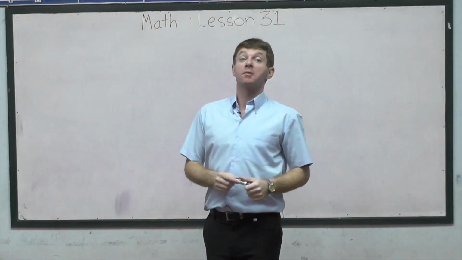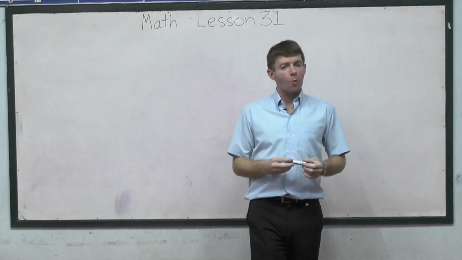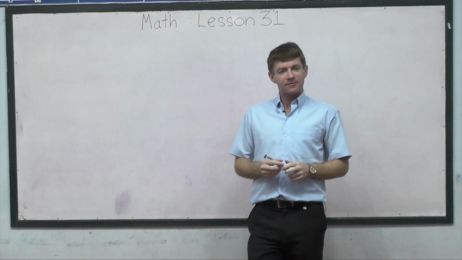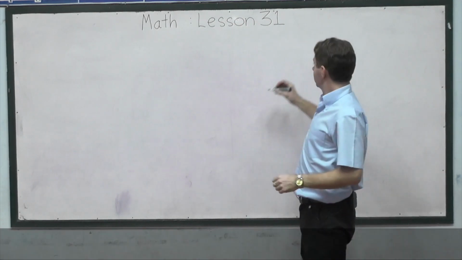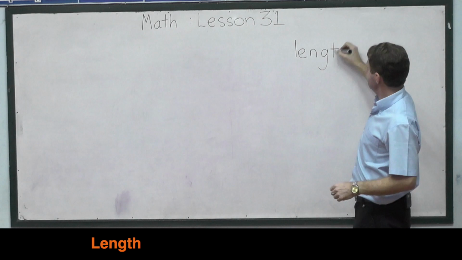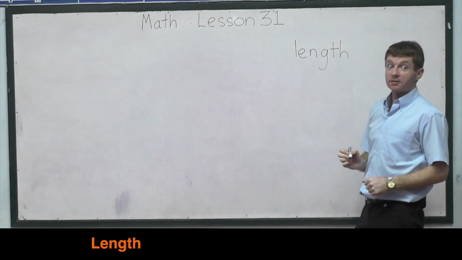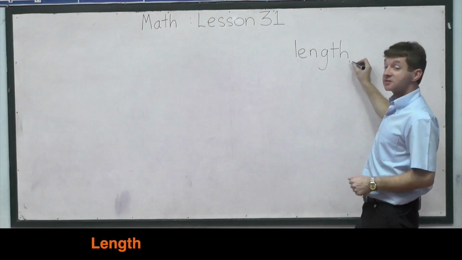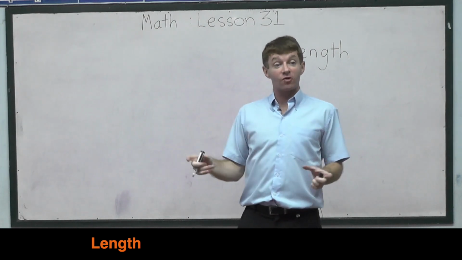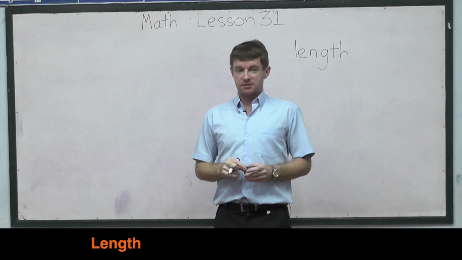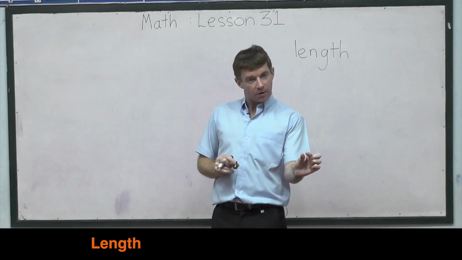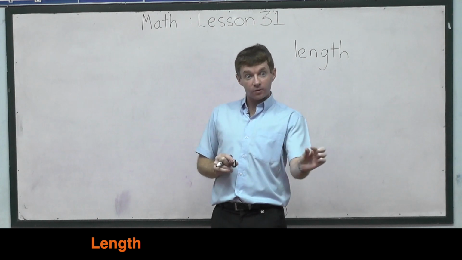So math lesson number 31. Does anybody remember what we've been learning in math the last couple of lessons? Length. Excellent. How do we spell length? L-E-N-G-T-H. Length. Or we could have lengths with S. And specifically, what we've been looking at is the different units of length. Does anybody remember the very small one? The smallest unit of length?